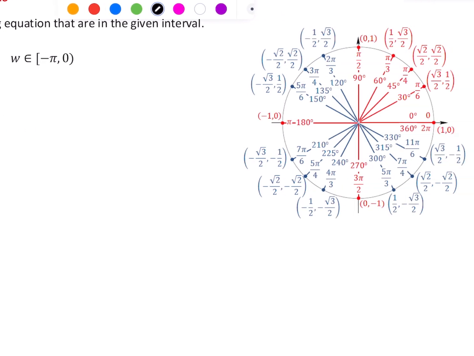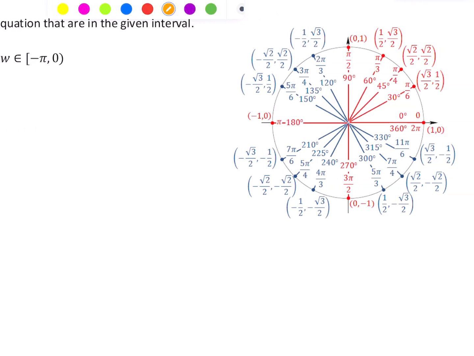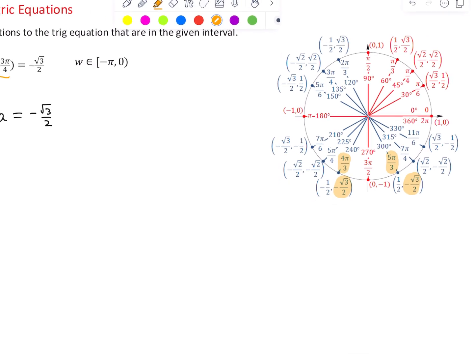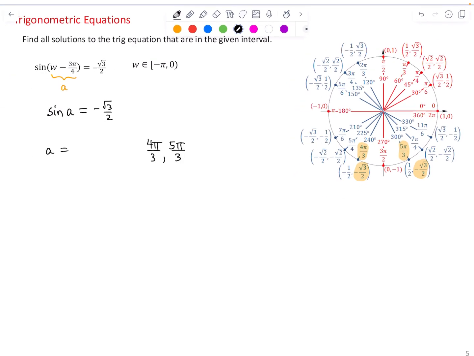All right, so where are the angles on the unit circle where the sine is negative radical 3 over 2? It'll occur twice on the unit circle at the angles 4 pi thirds and 5 pi thirds. Now these are only 2 angles at which the sine is negative rad 3 over 2. They are the only 2 angles if you limit yourself from 0 to 2 pi, but if we do coterminal positions, we can get a variety of answers.